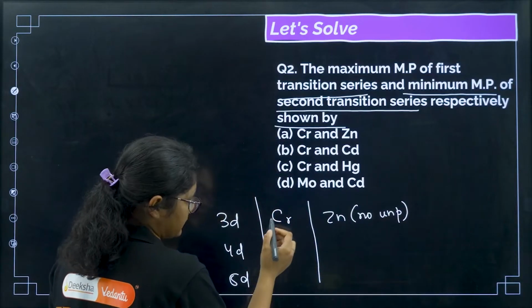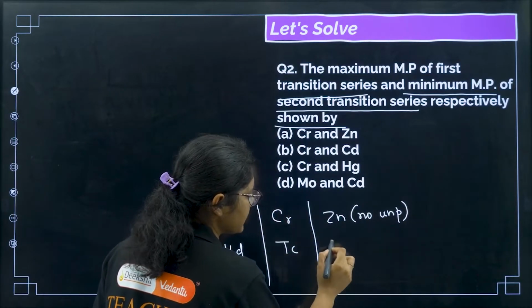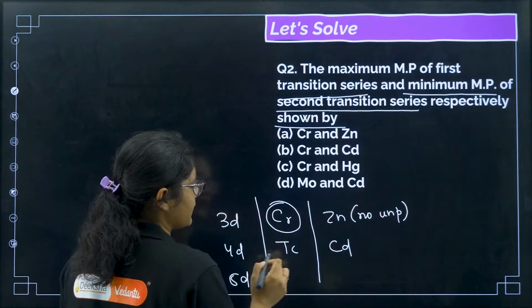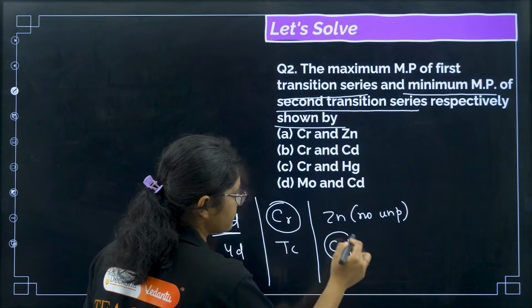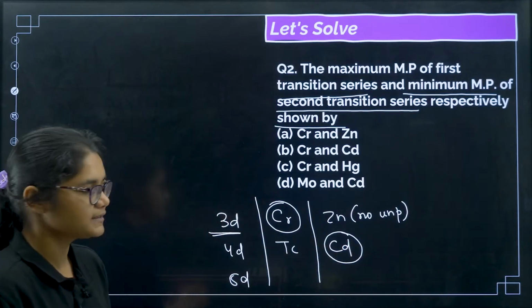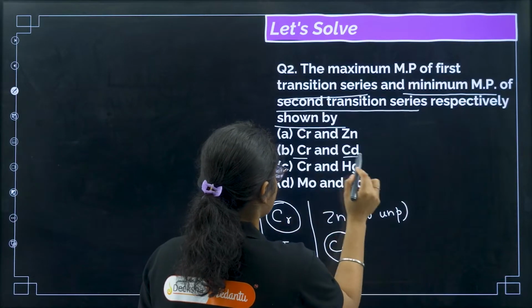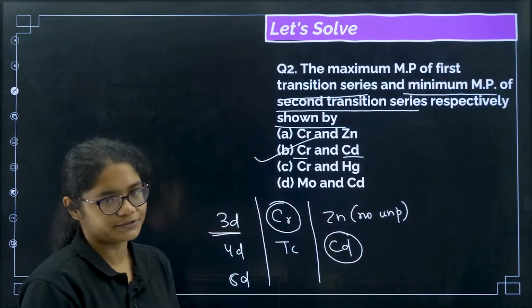Now coming to 4D, technetium, zinc, cadmium. So this one will have highest in the 3D series and this one will have lowest in the 4D series. So we can have a combination of chromium and cadmium. Correct answer is option number B.